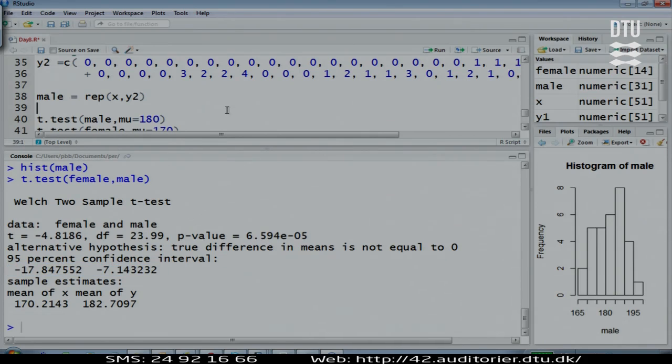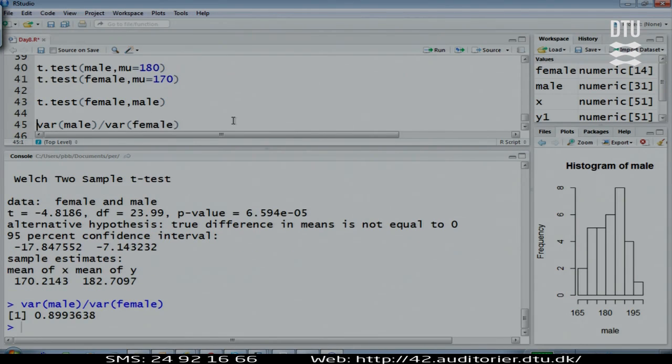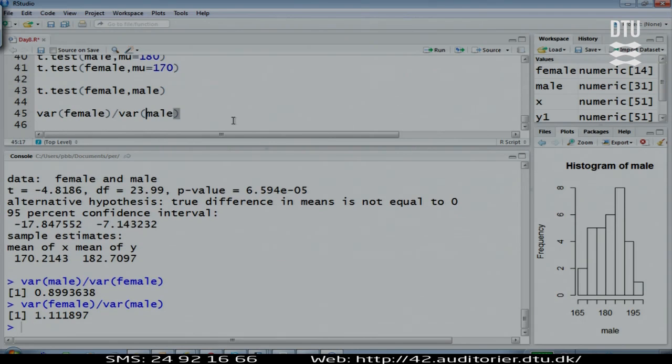However, let's try the thing that we've learned today. Are the variances really different? Let's compare the variance of females with the variance of males. I put the largest variance on top. That's what I changed here, as we were told to do. I have that the female variance is 1.1 larger than the male variance. Whoa, that's small. At least, that's my feeling. That's not a big difference.